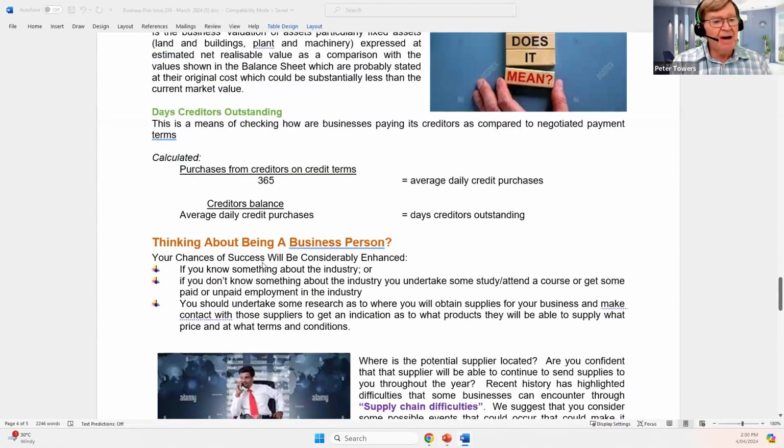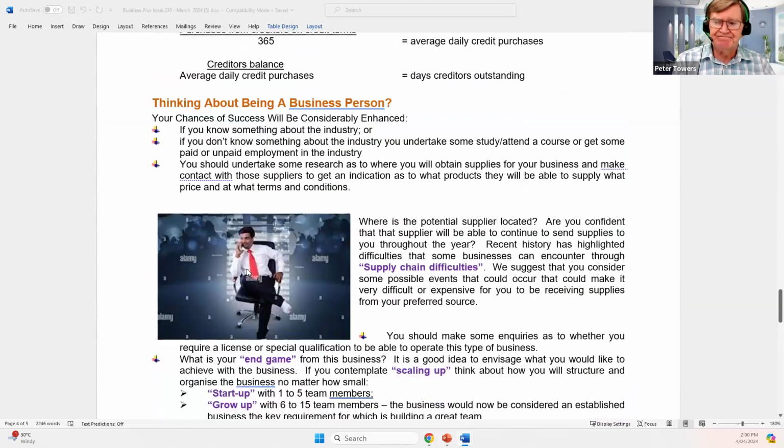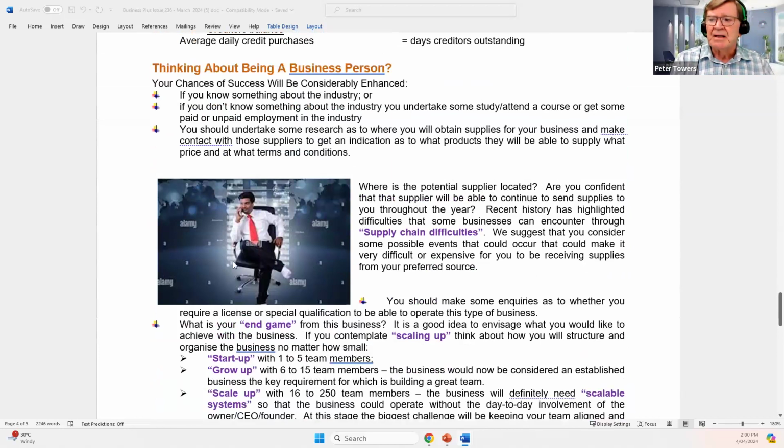Here's the one thinking about being a business person. This is directed at someone that's thinking about going into business. Now, if we frighten them, I think that's probably not a bad idea. I think some people go into business far too early. I think a lot of them go into business without a proper appreciation of what's involved.